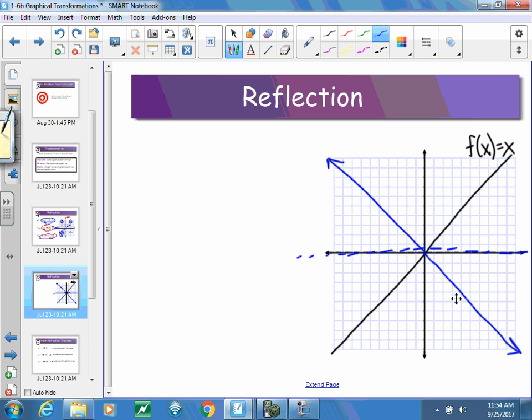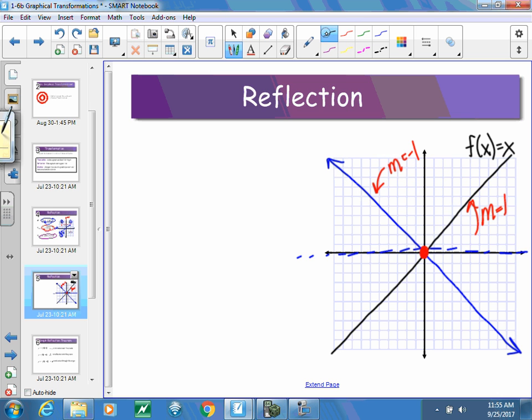Well, now think about what's different about these, and even what's the same. They both still intersect at the origin. We still have a y-intercept of 0. But what's changing now is the slope. Here I have a slope of positive 1, and here I have a slope of negative 1.